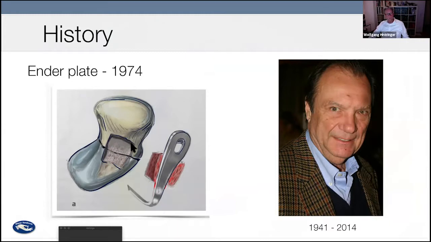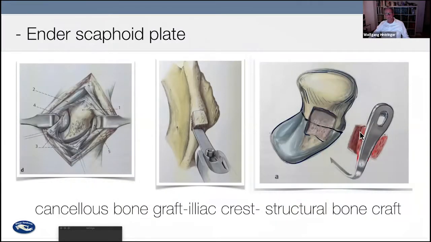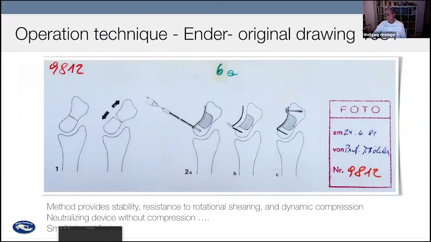He excavated the scaphoid like a ship and put in a big structural bone graft from the iliac crest, and then he put over that this hook plate and gave the non-union big stability. And you see here the original drawings I did in 1981 for Ender.